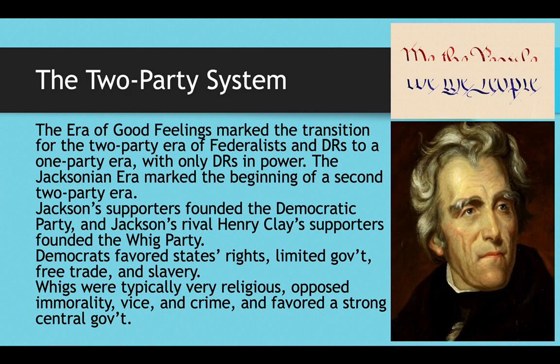Whigs, on the other hand, were anti-slavery. They were typically very religious. At that time, the North was the much more devoutly Christian part of the country, not the South, surprisingly, but it was kind of switched at that point. Whigs very much opposed immorality, vice, and crime, and they favored a strong central government. Bigger government, more power to the federal government.